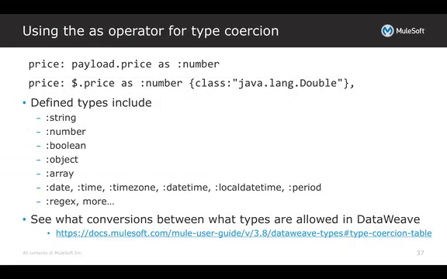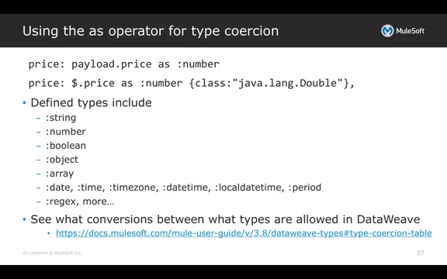Using the as operator for type coercion. One really common operator that you're going to see is the as operator, especially when trying to convert between types and even custom types. As an example in the top here, if we wanted to change the price key's value to payload.price, but make sure that .price came out as a valid number, we could say as number. We could say price value.price as number, and then specify a specific class as well. For example, if we wanted to ensure it comes out as a double rather than a long or integer.